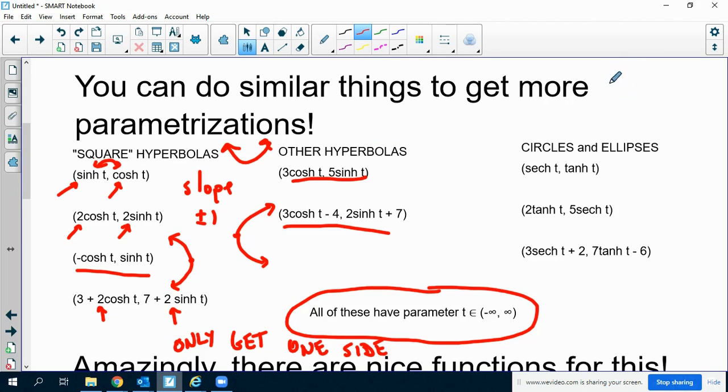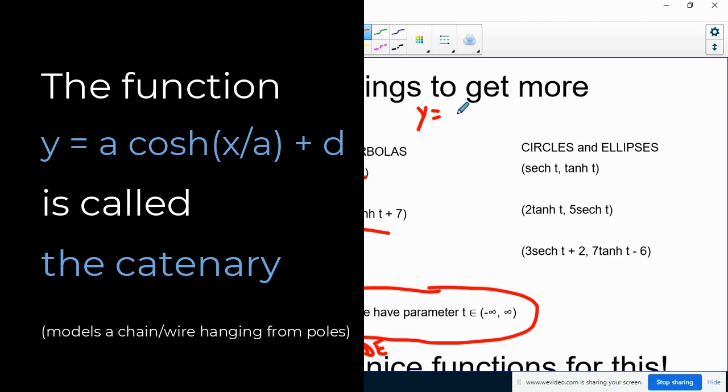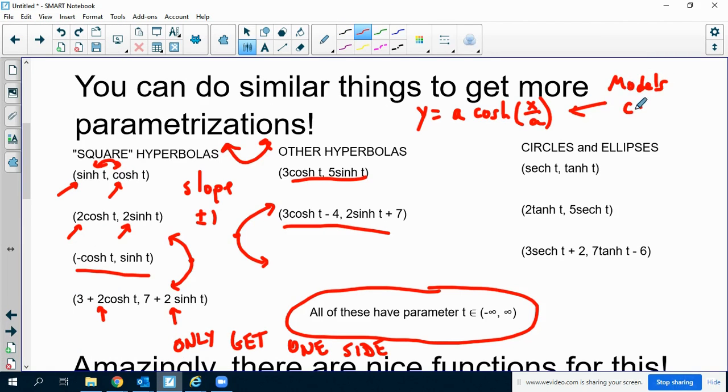So for example, if I have y equals a times the hyperbolic cosine of x over a, this actually models a cable or a wire that is being held up by two fixed poles. And so that models the path that that cable takes. You'll see it a lot in electrical wires, and if chains are being held up on a fence, this function models that. And so this hyperbolic sine and cosine stuff actually has a lot of applications for people in certain mathematically based fields like engineering and things like that.